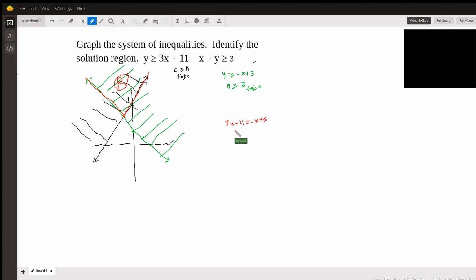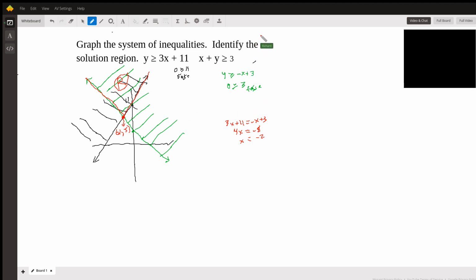So bring over the x, so you're going to get 4x equals 3 minus 11, which is -8. So x is going to be -2. When x is -2, you can see that y will be 5. Just plugging -2 into here, this is going to turn into a +2 plus 3 is 5. So this coordinate here is -2, 5. Right there, that point there.